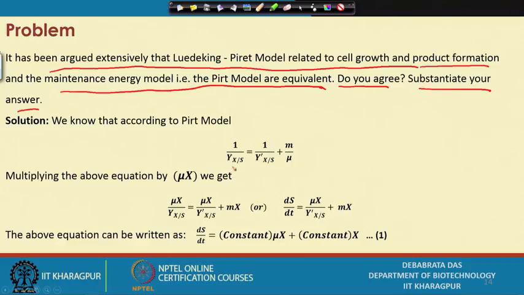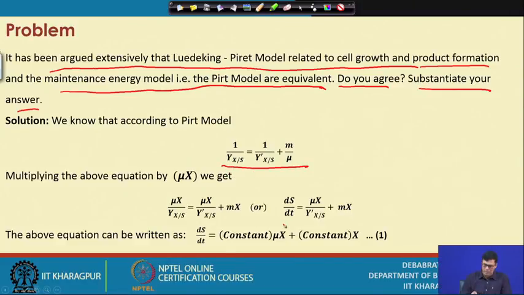Now, the Pirt equation is the model we have already derived, and it comes from this. Am I right? That -ds/dt equals mu x over Y'_x/s, the true yield coefficient, plus m into x. Now, Y'_x/s is constant. So, we can write -ds/dt equals a constant into mu into x plus a constant into x.